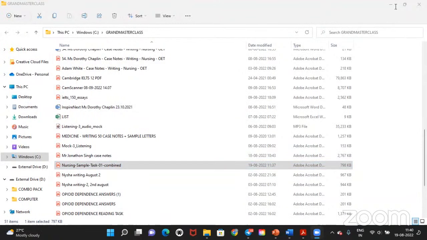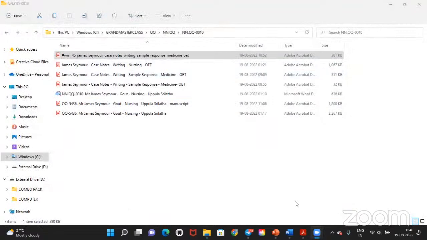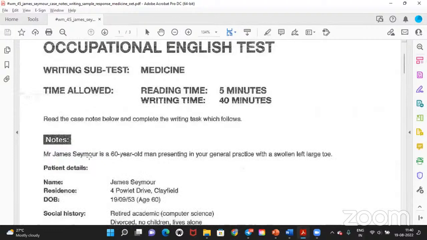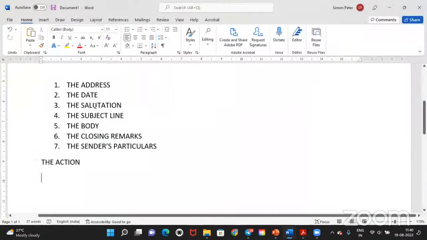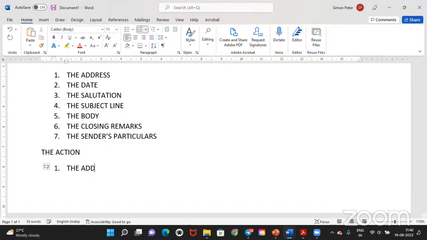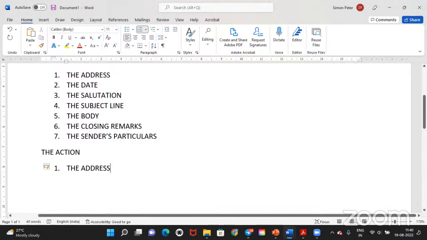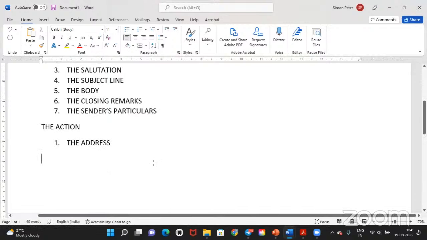Right. Now, having gone through this one, now let us see. James Seymour. So the first thing here is the address. Number one is the address. Now, if we are going to write the address, how are we going to write? There are 5 things. You just see here.